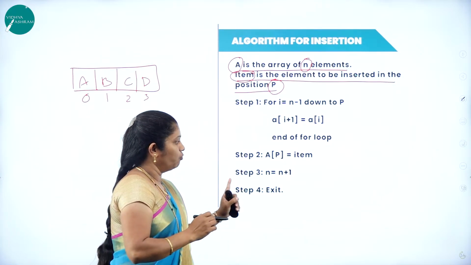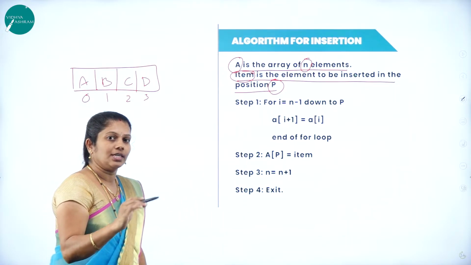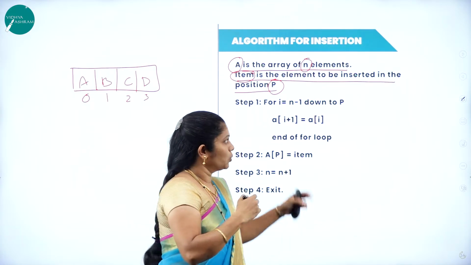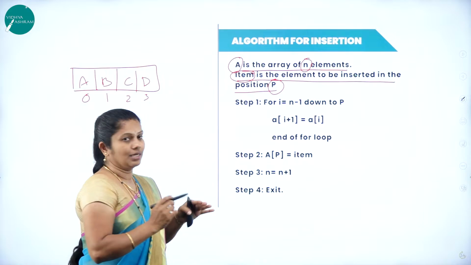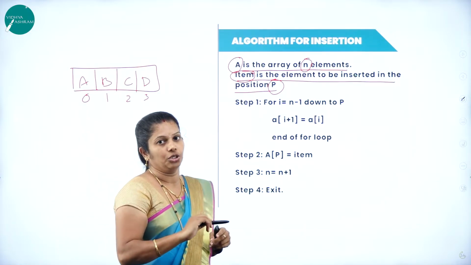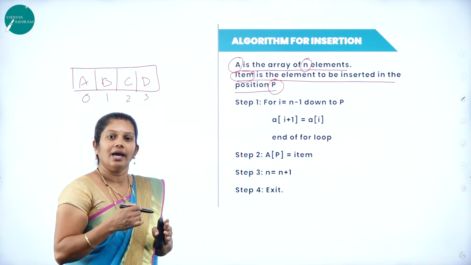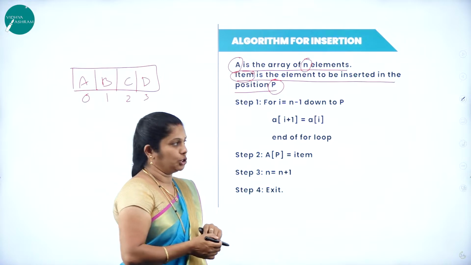Now in step 1, if you observe, only 4 steps are there. This 4 step algorithm itself carries 5 marks in the annual exam, because it's a usual question in the exam. You may get the question: write the algorithm to perform insertion in an array, or how to insert an element in the array, write the algorithm. Like that, you may get the question.